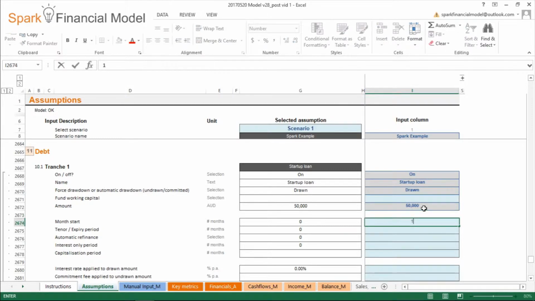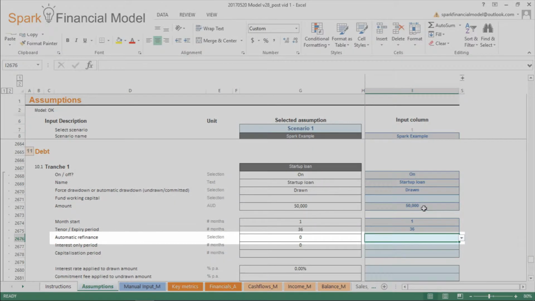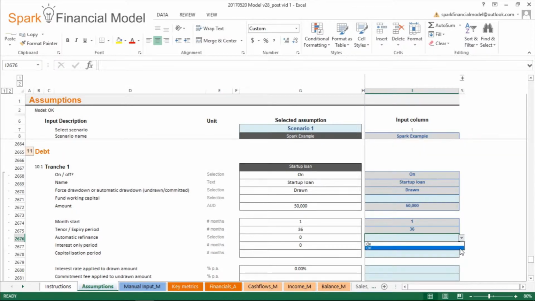Our startup loan starts in the first month and is paid off in 3 years or 36 months. This field allows you to extend the length of the loan upon expiry. In other words, by the end of 3 years, it'll assume you refinance the loan at the same terms. Here, let's turn it off. Let's say the bank also gave us an interest-only period of 2 years, meaning we'll only be paying off the principal in the last year.